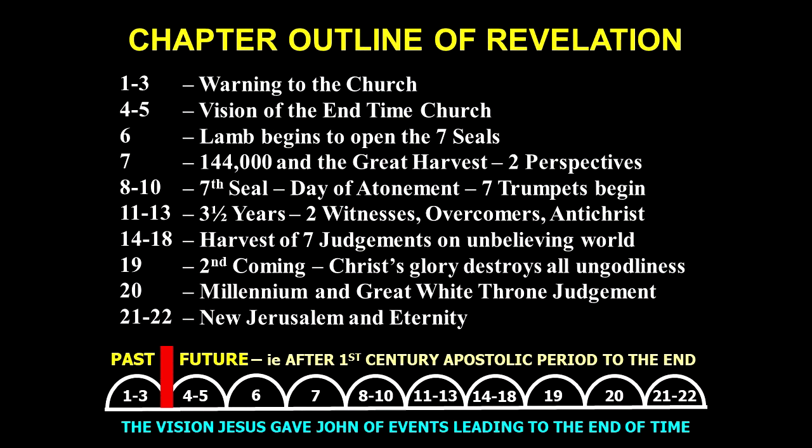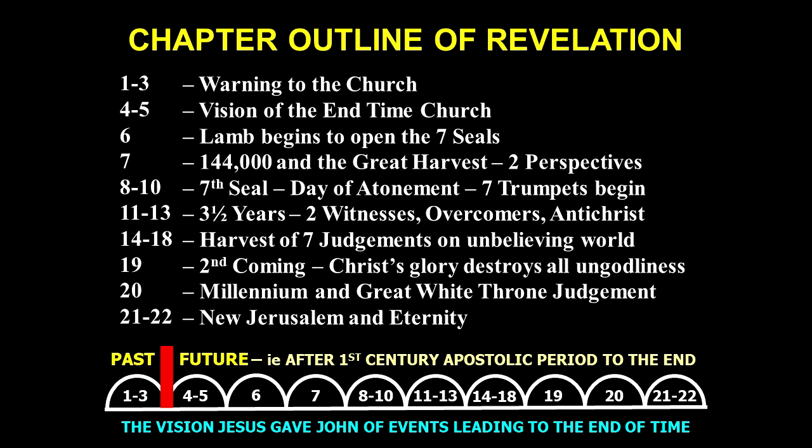Chapter 1 to chapter 3 is the warning to the church. Christ came with flaming eyes, bringing judgment, because judgment begins first in the house of God. And then we find in chapters 4 and 5, after Jesus has said to John, "Come up here, I'm going to show you what's going to take place," he now sees the vision of the church that is going to be ready to fulfill God's plan in the last days.